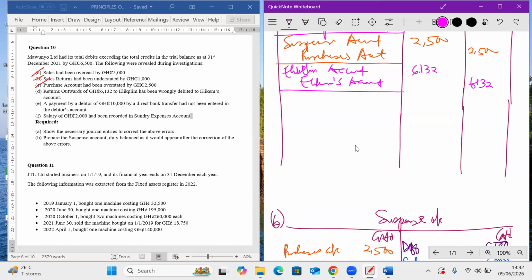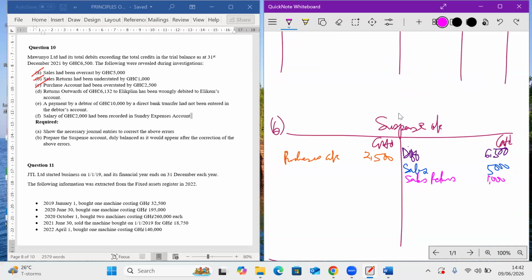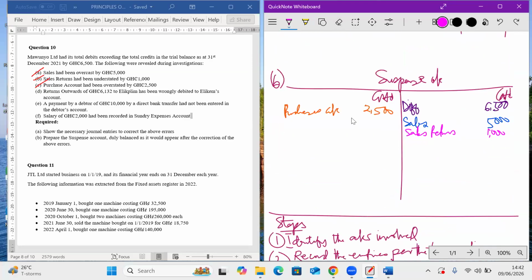But only the errors that affect the agreement of the trial balance are the ones that are entered in the suspense. Yes, only those errors which affect the agreement of the trial balance are recorded in the suspense. If they do not affect it, you don't use suspense. You just record them as they are.